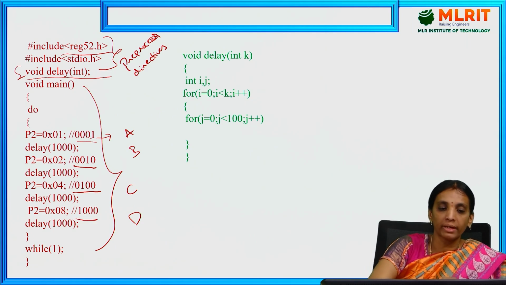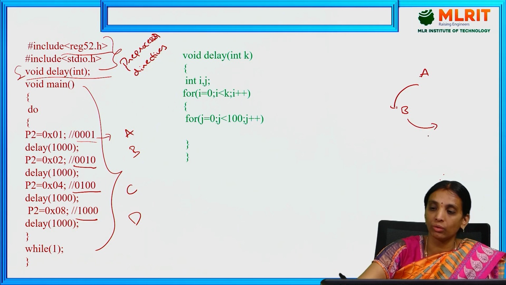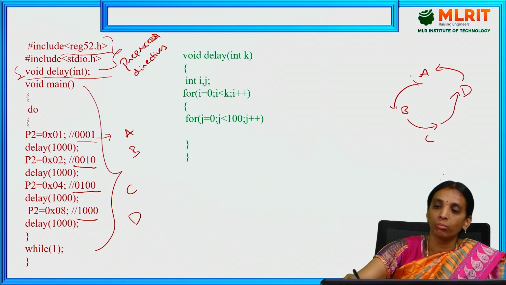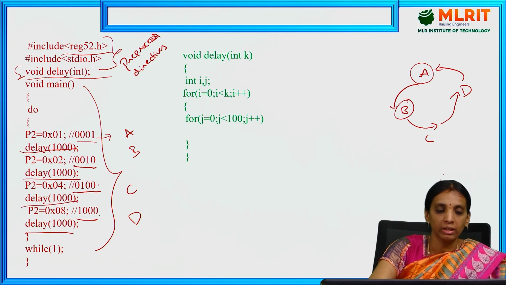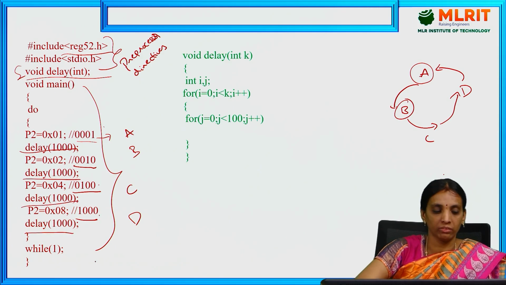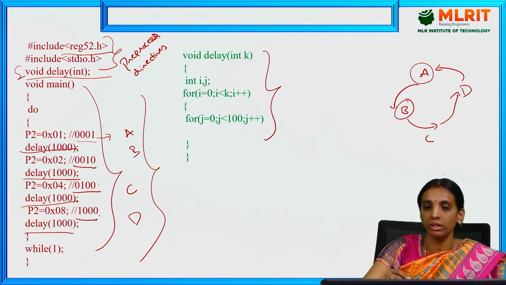For each winding, it takes some time to move from the A coil to the B coil, from the B coil to the C coil, from the C coil to the D coil, and again from D to the A coil. So it takes some time to move from one winding to another, and that delay is provided by the delay function between the energizing of these windings. So this is the main program for interfacing the stepper motor with the 8051 microcontroller. Here this provides the delay function.